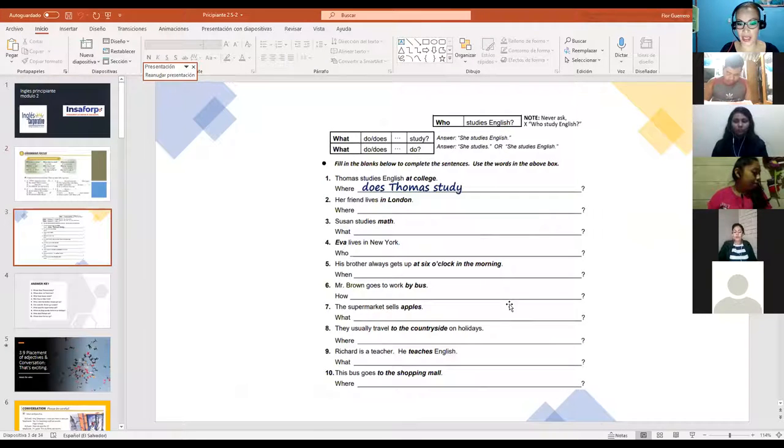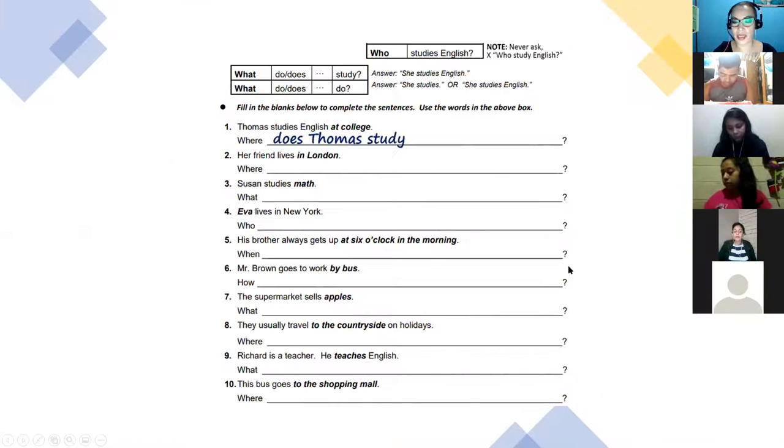You already have this in the presentation that I sent on Sunday. So we're going to start doing this exercise. What do we have to do here? Well, we're going to read the sentence to have an idea, right? And then we're going to form the question using the WH word that is there.